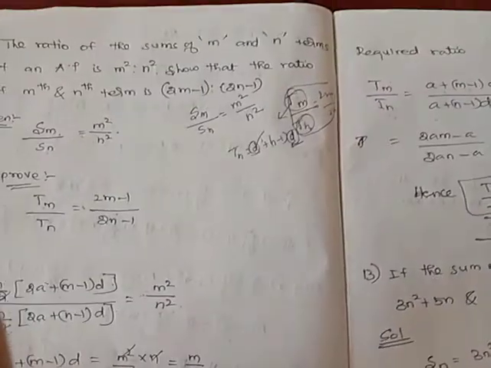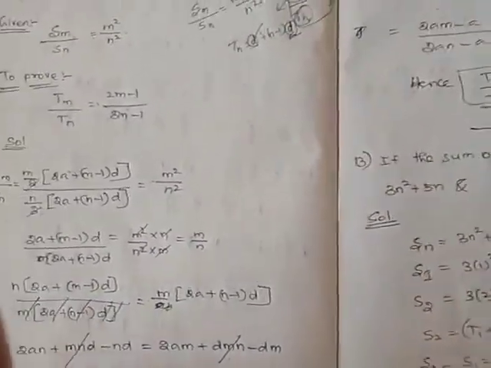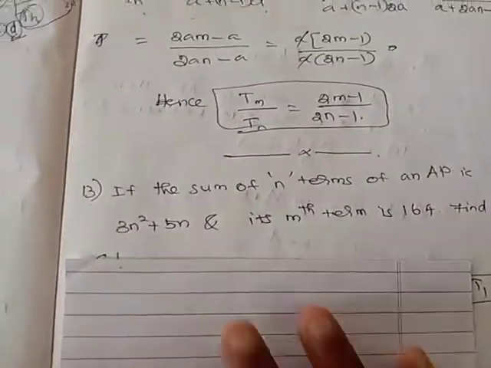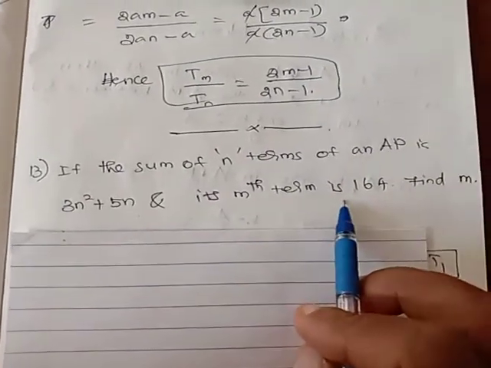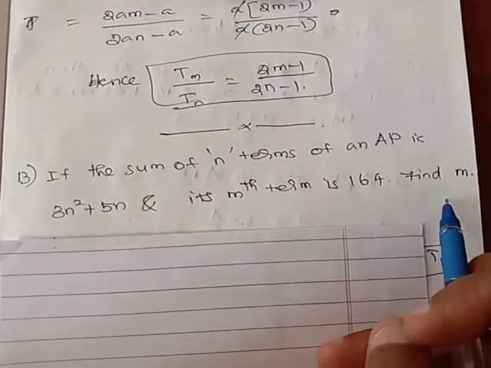I hope you can understand this problem. Now we move on to the next question. If the sum of n terms of an AP is 3n square plus 5n and its mth term is 164, find the value of m.